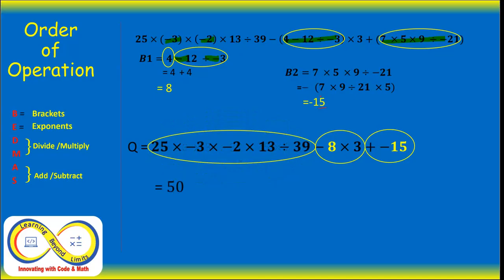Now we have our second bubble. We're going to look at that and count our negatives. We have 1 negative, so that's odd, so our answer is going to be negative, and 3 times 8 is 24, so negative 24. And in this one, we have one negative. When we count our negative with one negative, our answer is going to be negative, and it's only 15, so we're going to bring it down, so it's going to be negative 15. When we add 50 minus 24 minus 15, our answer is equal to 11.